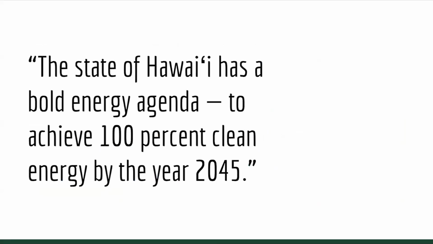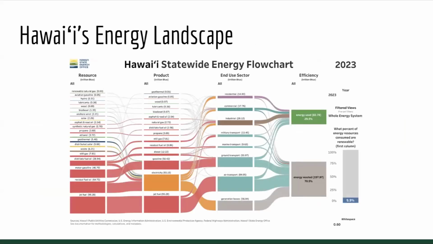So this is a quote from the State Energy Office website. The state of Hawaii has a bold energy agenda to achieve 100% clean energy by the year 2045. Bold, but I think we're getting there. Let's see how we're doing.